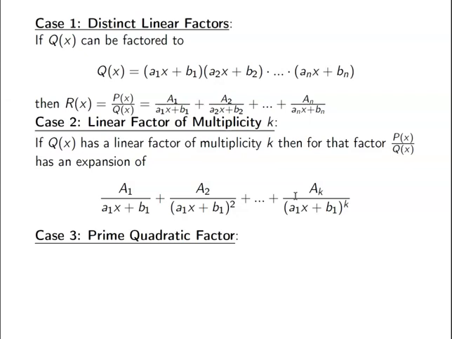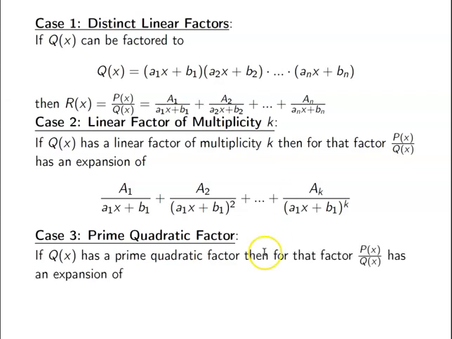So if I have a single prime quadratic factor, so something of degree 2, then the factor for p of x over q of x has an expansion of ax plus b over that prime quadratic. Okay, so that single factor.